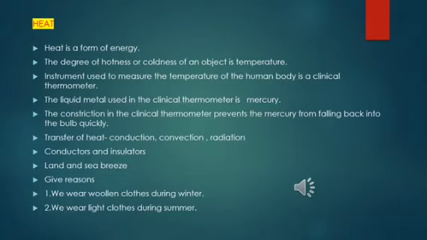Then give reasons. Of course, you can get different give reasons, like why we wear woolen clothes during winter, why we wear light clothes during summer. Then one more give reason which you could get is why it is better to wear many layers of clothing than one thick layer of clothing during winter. So these are the few give reasons which you could get. These are the important points that you need to study in this lesson on heat.